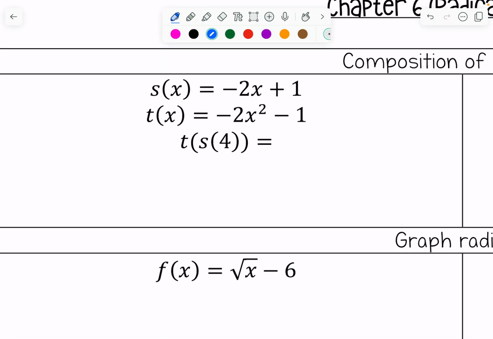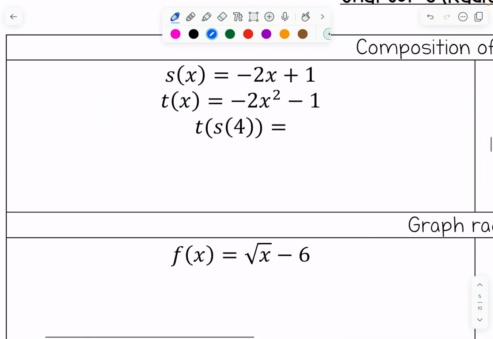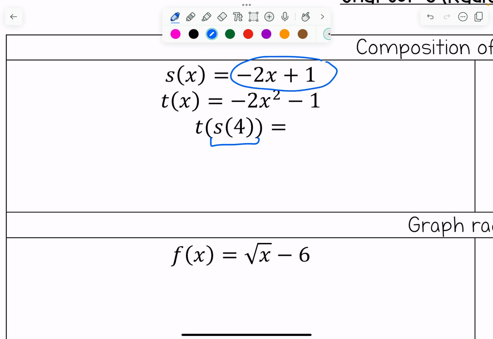So this is saying, what is S of 4? Sorry, this is saying, what is S of 4? So let's go ahead and find S of 4 first. We're going to take S, which is this one, and substitute positive 4 in. So negative 2 times positive 4, where the x would go, plus 1. That's negative 8 plus 1, which is negative 7. So that's S of 4.